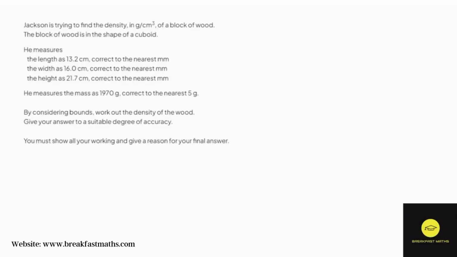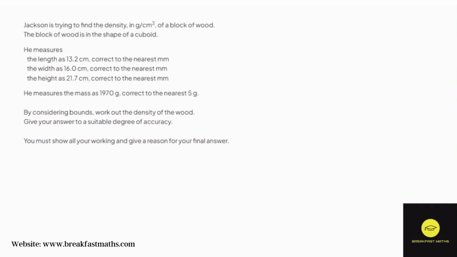Jackson is trying to find the density in grams per centimetres cubed of a block of wood. So the first thing we can take away from this question is the fact that we have got density, and we need to try and find something in terms of the density. So we're trying to calculate the actual value using bounds, okay? Because we have got potential values, because they are rounded to the nearest millimetre and the nearest 5 grams, we need to be actually finding the upper bound and the lower bound of the density.